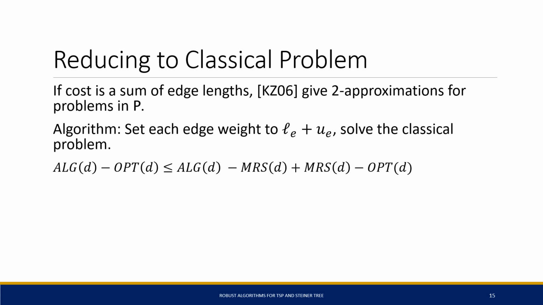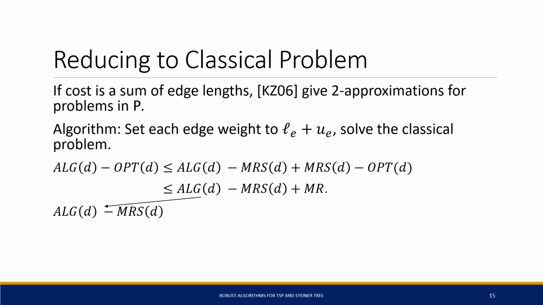And showing that this has regret at most 2 times MR is pretty simple. In any realization D, we have that alg minus opt can be decomposed into alg minus the cost of MRS in this realization, and the cost of MRS minus the cost of opt in this realization. So the second difference, by definition, is at most MR. So we just need to bound this first difference.